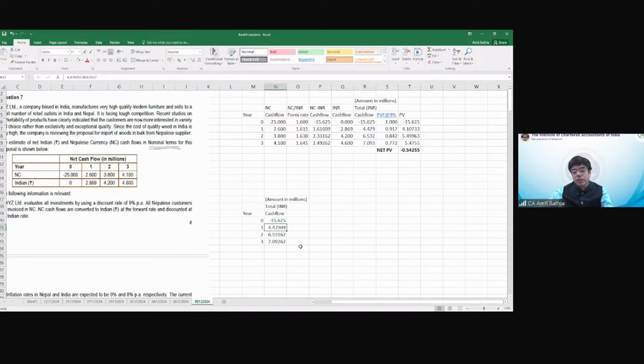I repeat once again. So I will have over here reinvested money, right? And what will be the cash outflow of that? That I will need to compute. So what do you mean by reinvested cash flow?